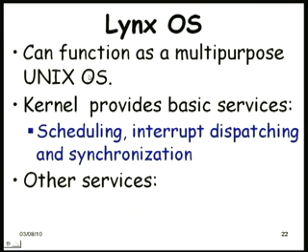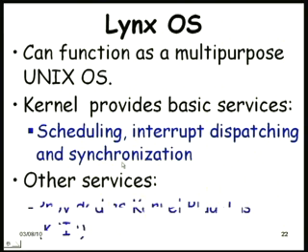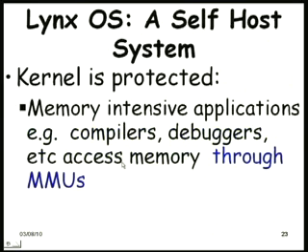The link can also function as a multipurpose Unix operating system. You can run soft real-time applications, even non-real-time applications, compilers etc. The kernel provides the basic services and other services are the kernel plugins. And unlike VxWorks and VRTX, Linux is a self-host system.